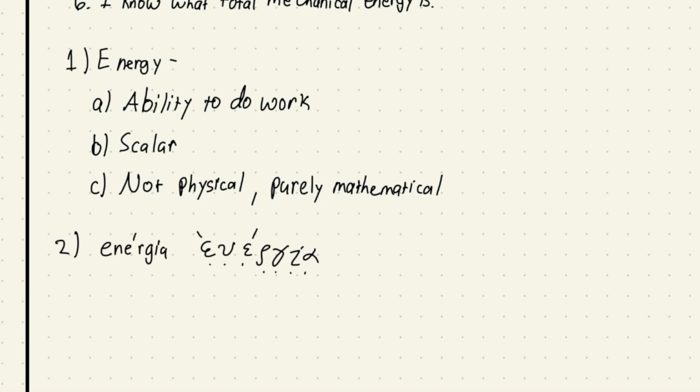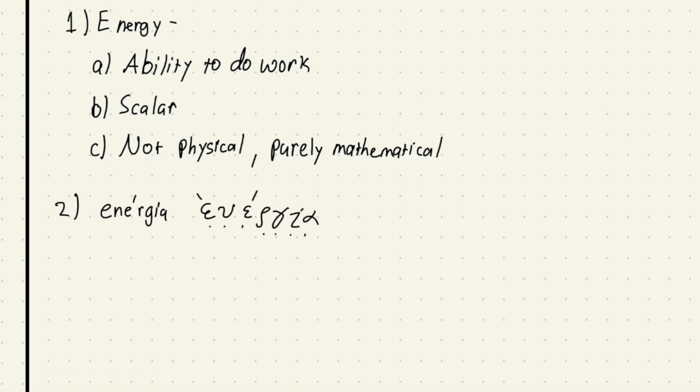Energia, energy. So this word in ancient Greek is actually a compound word. It's made from these two words: en, or in English, in, like inside of, or not really inside of, but actually actively doing. And the other word that it's made up of is ergon.